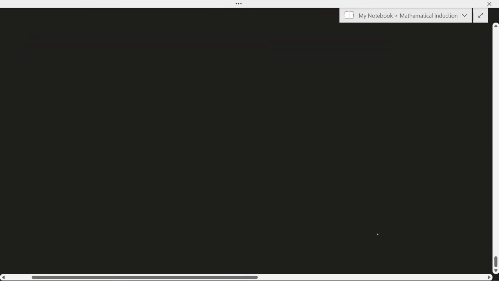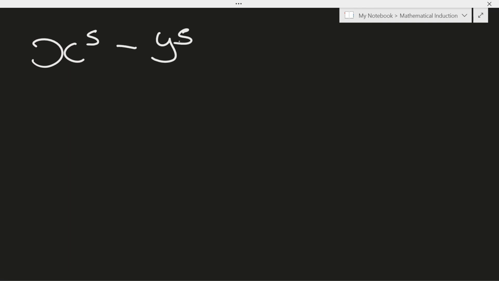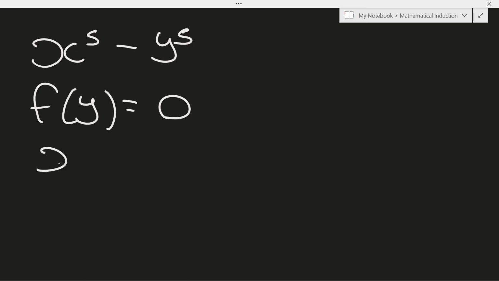But let's say, for example, we wanted to factorize something like x to the power 5 minus y to the power 5. How could we do this? Now, again, we're going to find a factor. So we'll say that let f of y be equal to 0, because when x is equal to y, it will be equal to 0. Then we'll say that x minus y is a factor.